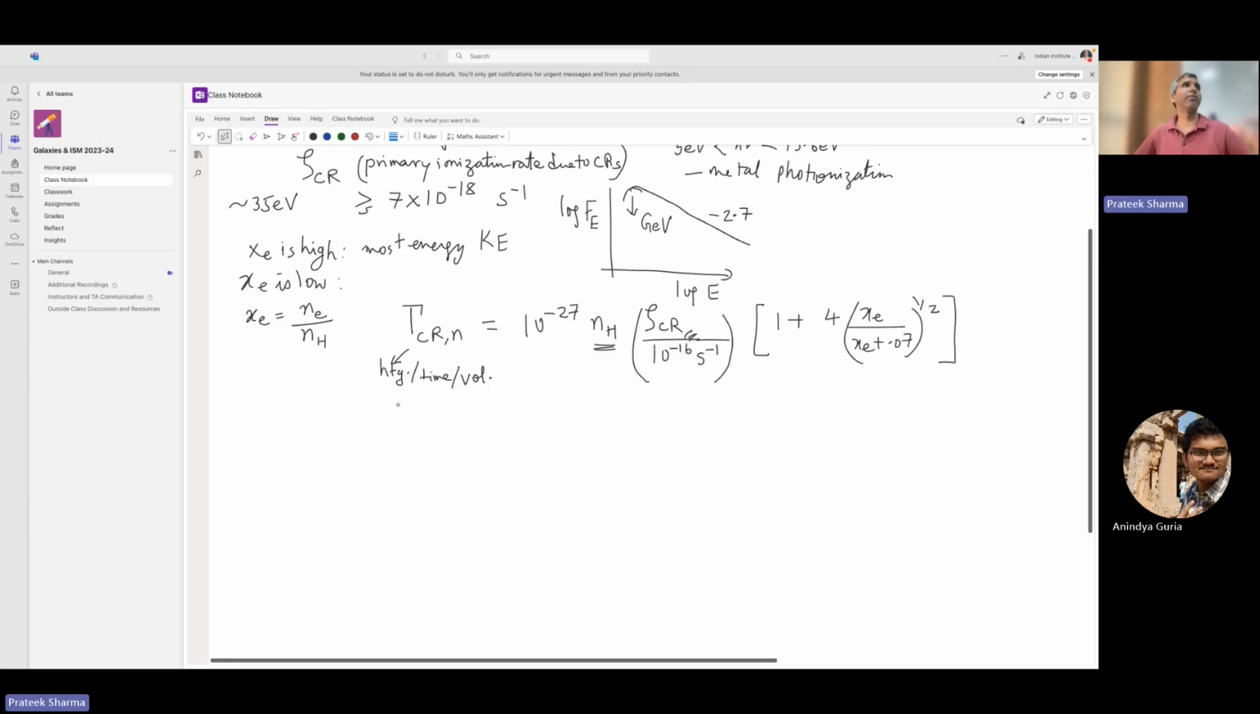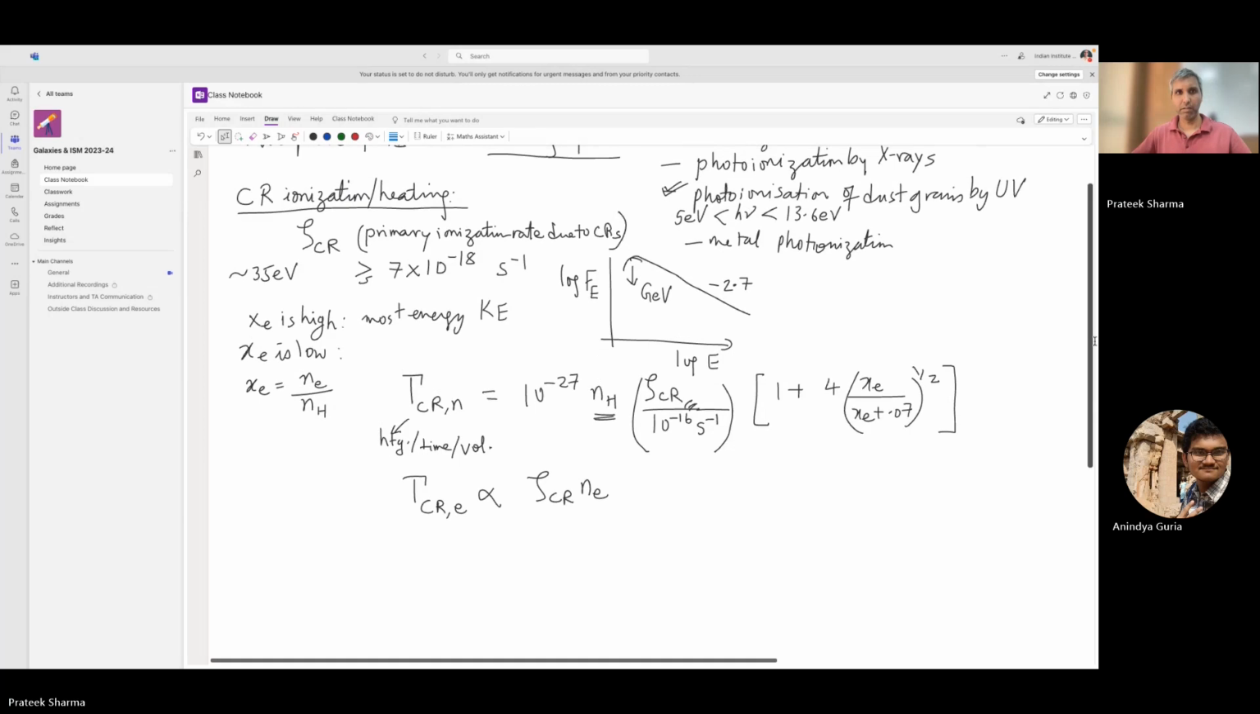So cosmic rays can also collide or interact with electrons and directly give their energy to electrons. So there is cosmic ray electron heating, and that is also proportional to zeta CR times n_e. The cosmic ray collides with an electron and shares some of its kinetic energy with the electron, and then that electron shares it with other particles and raises the temperature of the neutral gas. So this is just cosmic rays. This is the first heating process for neutral gas.